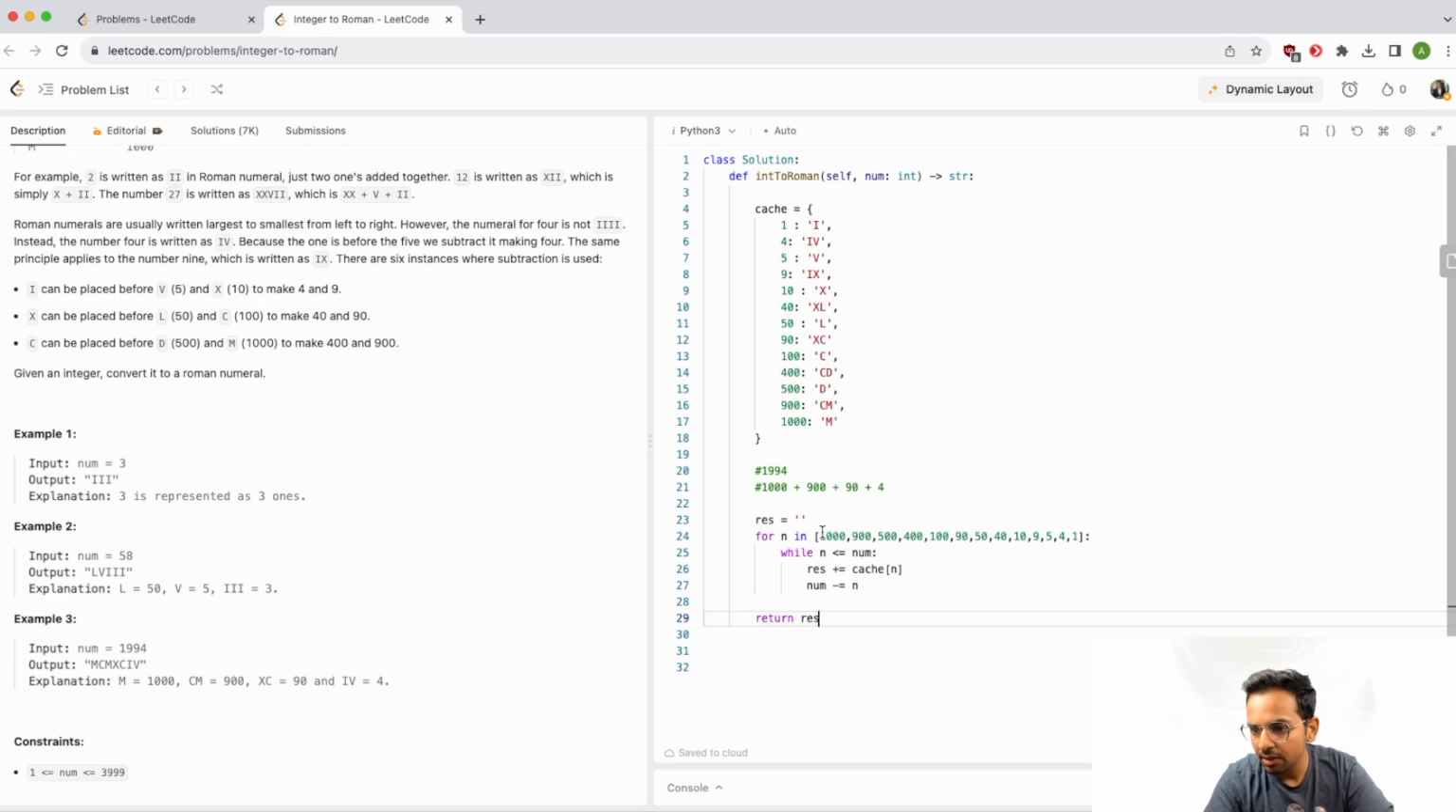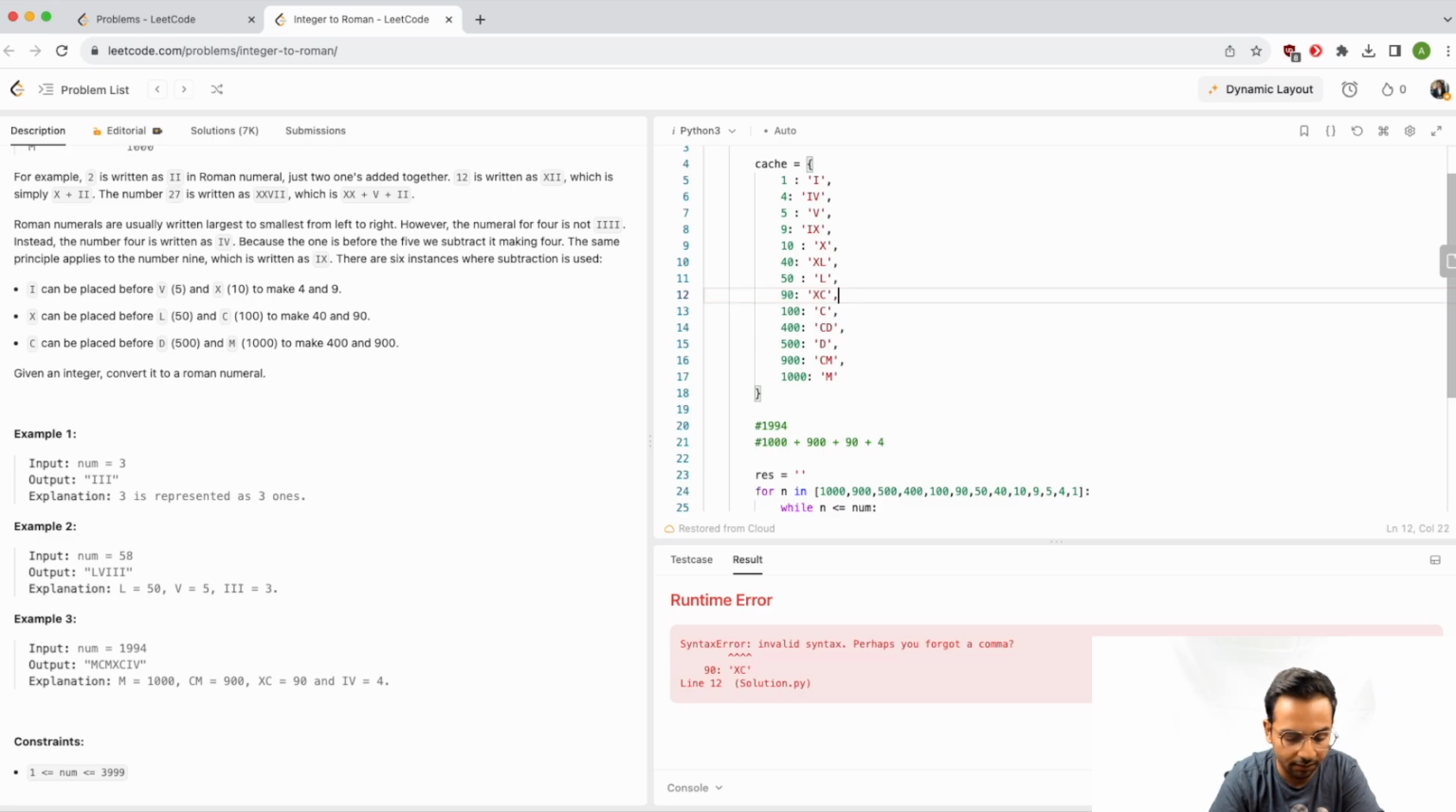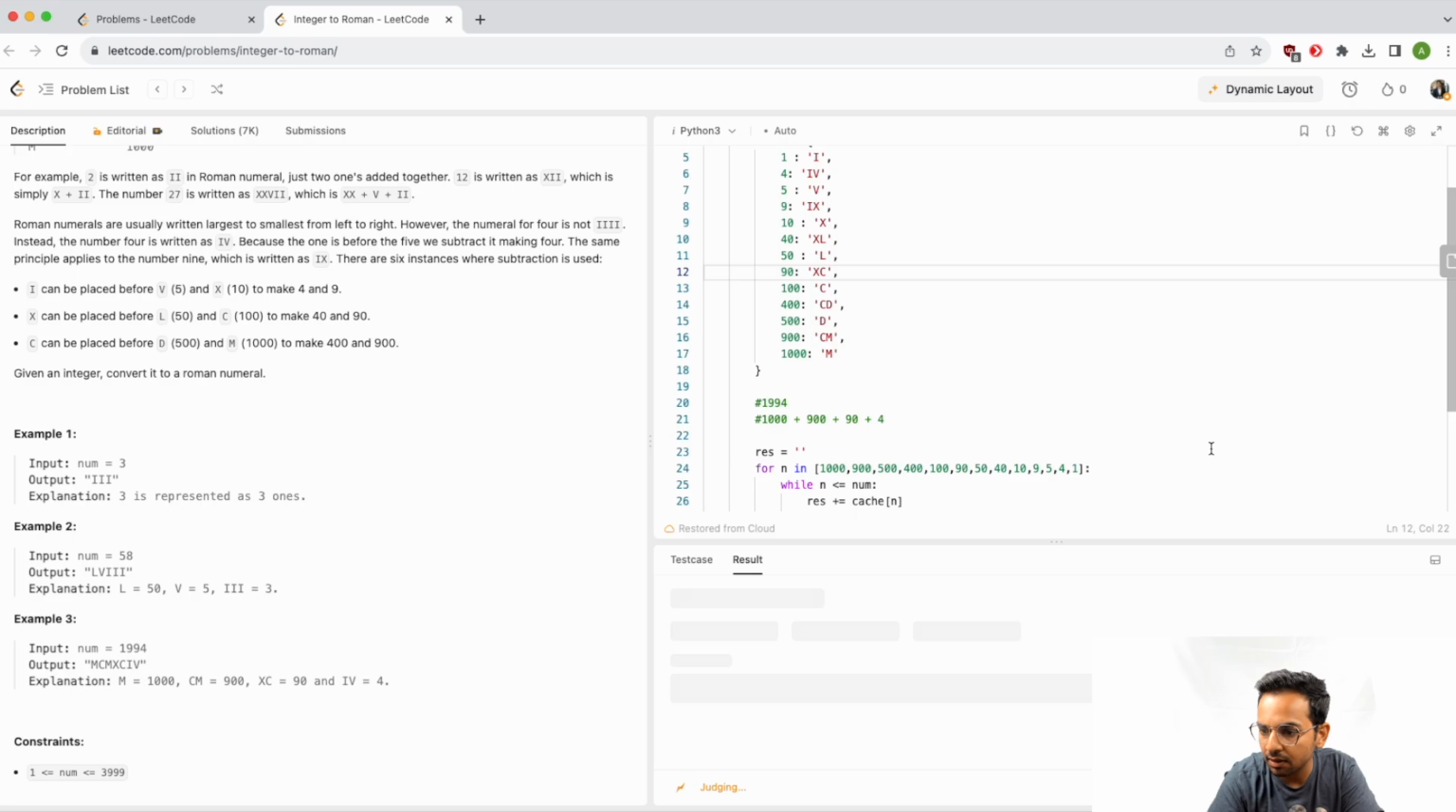Return res. Why can I not do cache dot items? Because we all know that a dictionary isn't in a sorted order, and when we are trying to convert into Roman, the sortedness of the cache is kind of important. So that's why. Let's give it a try. Okay, I think I forgot a comma, my bad. Where else did I forget a comma? I think this is fine, and we'll submit it.